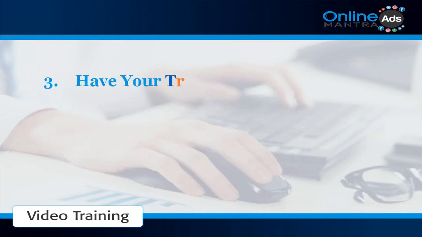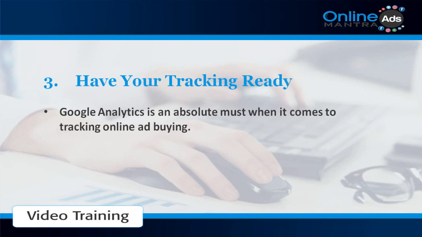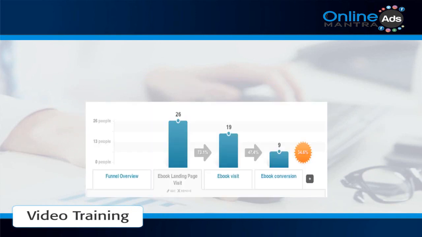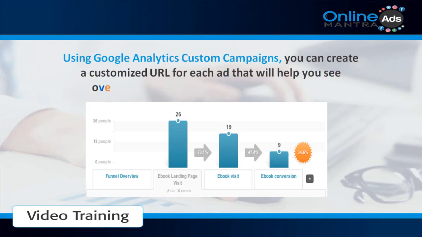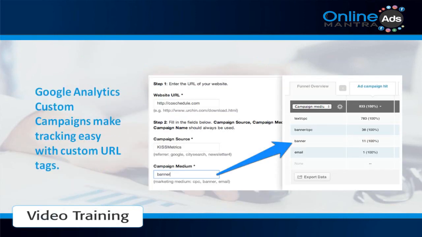Number 3. Have your tracking ready. Google Analytics is an absolute must when it comes to tracking online ad buying. Using Google Analytics custom campaigns, you can create a customized URL for each ad that will help you see overall performance for all of your advertising. Google Analytics custom campaigns make tracking easy with custom URL tags.